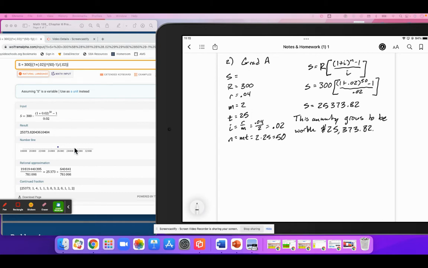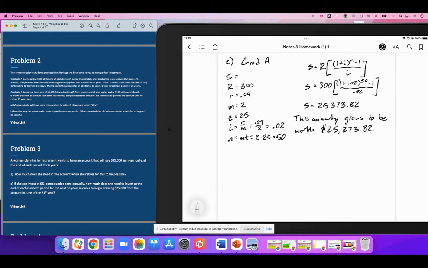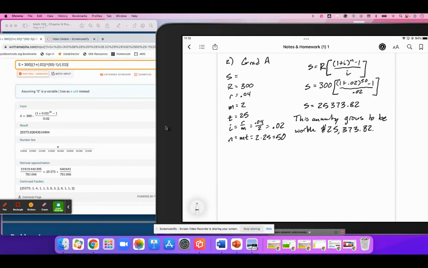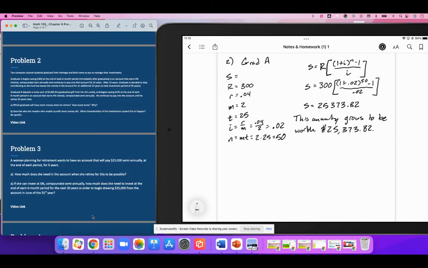And so I was pausing for a moment because I was thinking, man, that's not very much. And then I realized that he's only making these contributions semi-annually, not monthly. And so not a huge amount going into the account, so you can't expect a gigantic amount coming back out. And anyway, continuing with this graduate's story, the graduate stops contributing to the fund and leaves the money in the account for an additional 10 years.